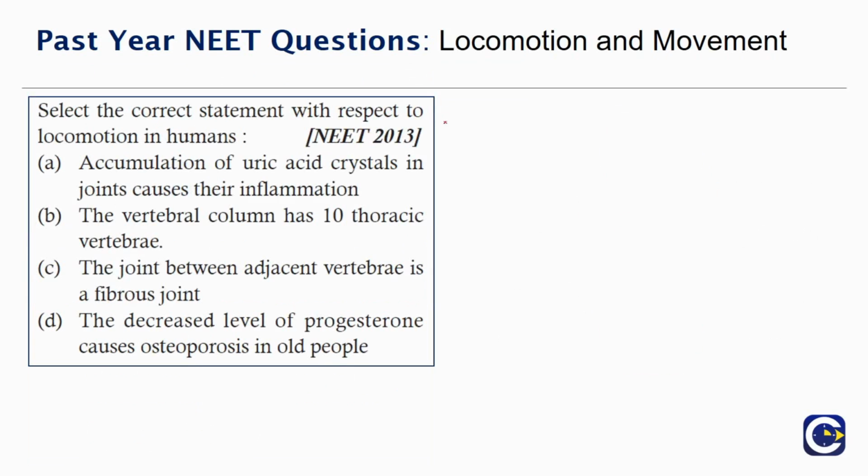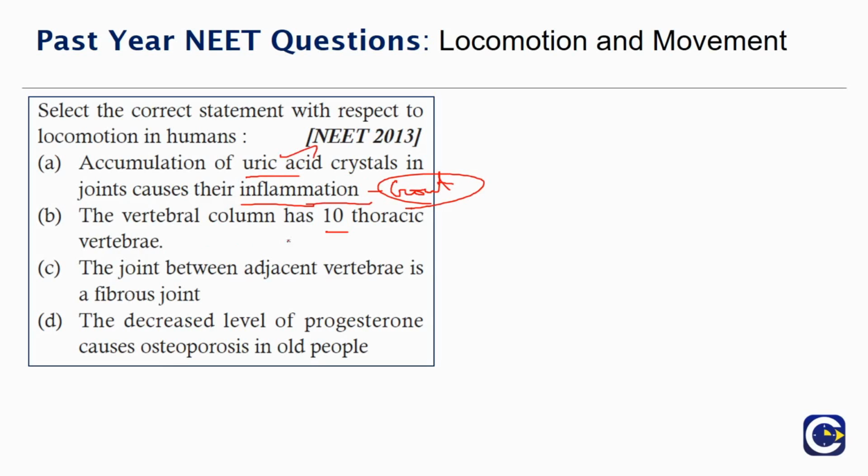Select the correct statement with respect to locomotion in humans. Accumulation of uric acid crystals in joints causes inflammation. The vertebral column has 10 thoracic vertebrae. The joint between adjacent vertebrae is fibrous joint. The decreased level of progesterone causes osteoporosis in the old people. So this is called gout. Accumulation of uric acid crystals in the joints is called gout, and this does cause inflammation.